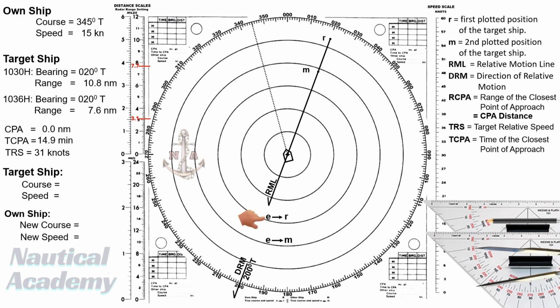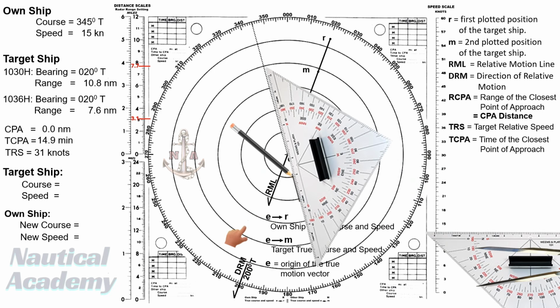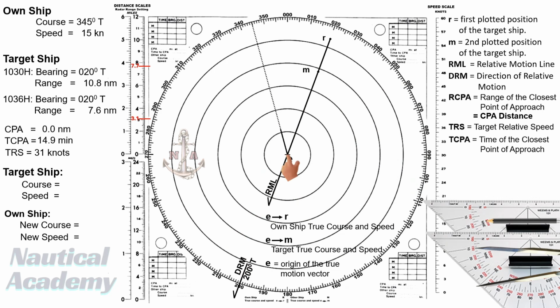E to R represents own ship true course and speed. E to M represents the target's true course and speed. Remember that E is the origin of the true motion vector and can be found at the center of the plotting sheet at this point. I will draw a line below that represents own ship true motion vector. This vector is supposed to be drawn from the center along the ship's heading, but the area is a little crowded, so I will place it below for clarity.